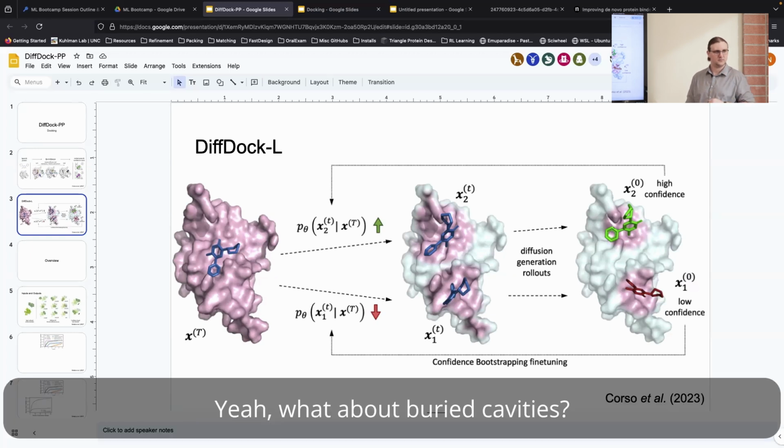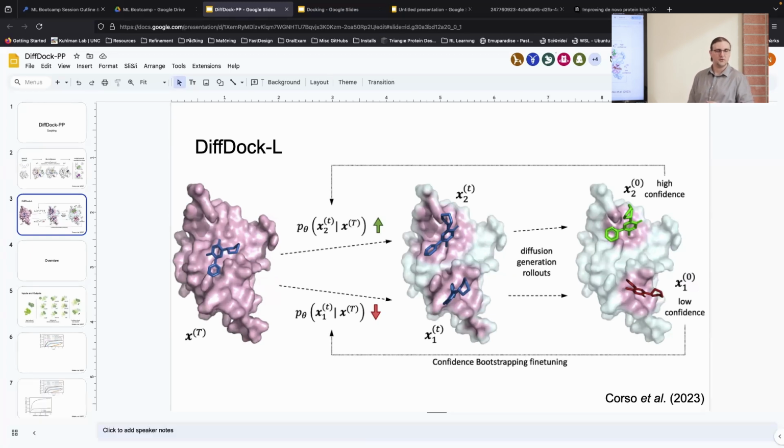Did you have a question? Yeah, what about buried cavities? Buried cavities. That is a difficulty of this because it is a rigid protein. During the diffusion process, there isn't anything restricting overlap between the ligand and the protein itself. So technically, it could phase through the protein and find an internal pocket. The protein won't open up for it though.